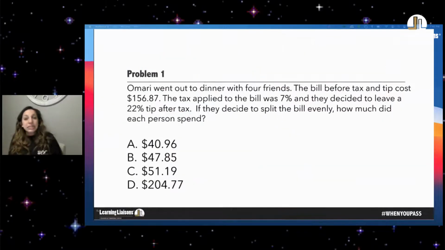It's another tax and price problem, which is perfect. I love doing problems that are similar together because it allows you to feel confident with that kind of problem.